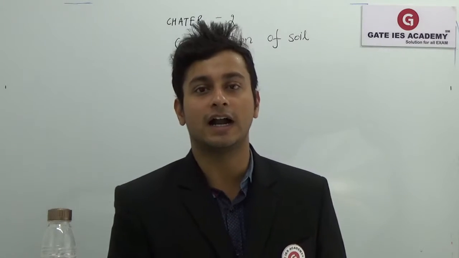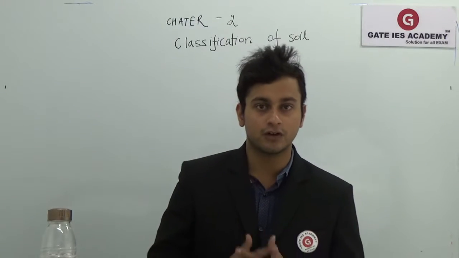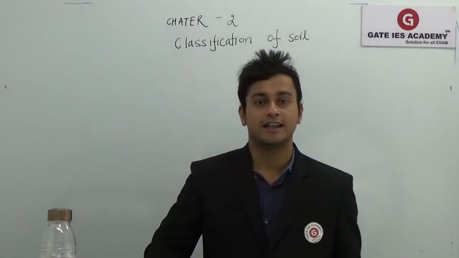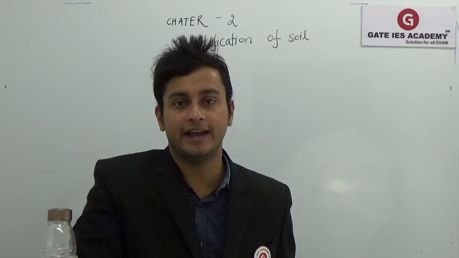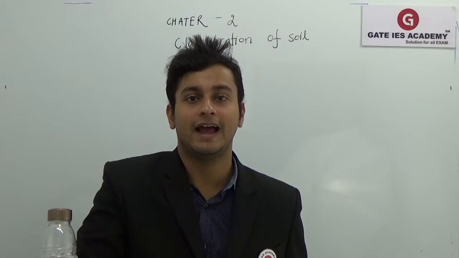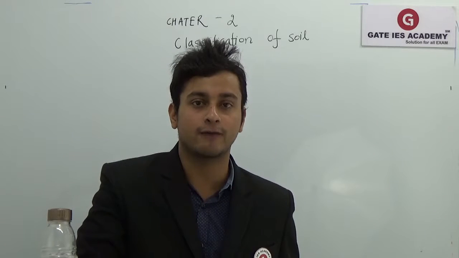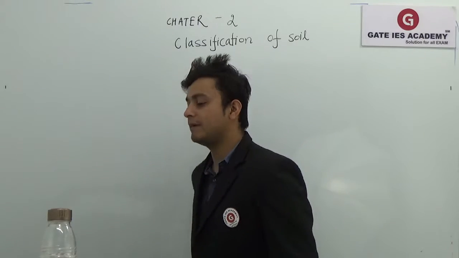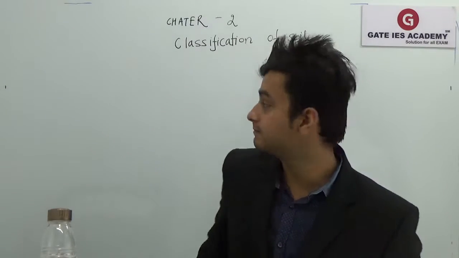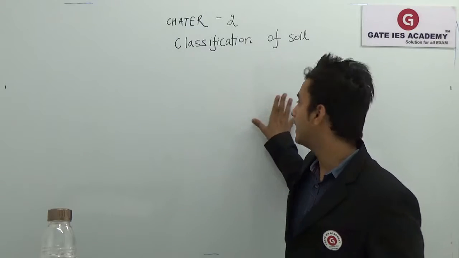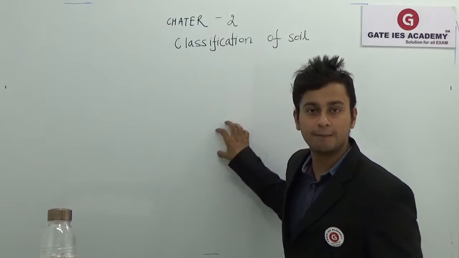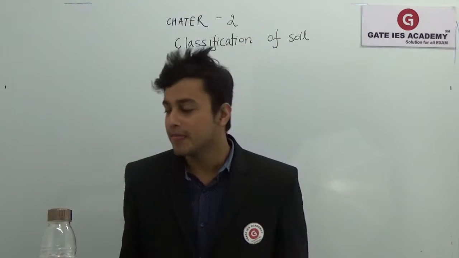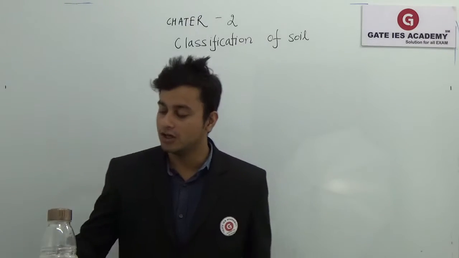Okay students, now let's start with a new chapter, that is the classification of soil. In this we'll be classifying different types of soils named as sand, gravel, clay, silt, organic soil, and peat is also a part of organic soil. So we'll be basically nomenclating all these soils, and we have different formulas and different combinations which we have to put up so that we can classify different types of soil. Okay, so let's start with the classification of soil.